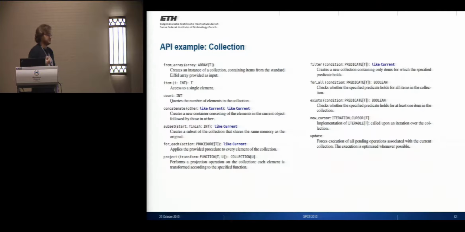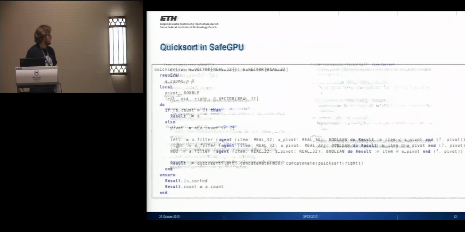So filter will return all the items that satisfy a given condition. Also you can apply an arbitrary transformation to every item of the collection. You can do queries that tell you if some property holds for every item, or for some items. You can apply an arbitrary action to a collection, and so on and so forth. You can also access individual items if you like to, but that's not the way you are encouraged to do. And there's one special method called update, which you don't usually call, but sometimes it's useful, and I will explain why in a moment.